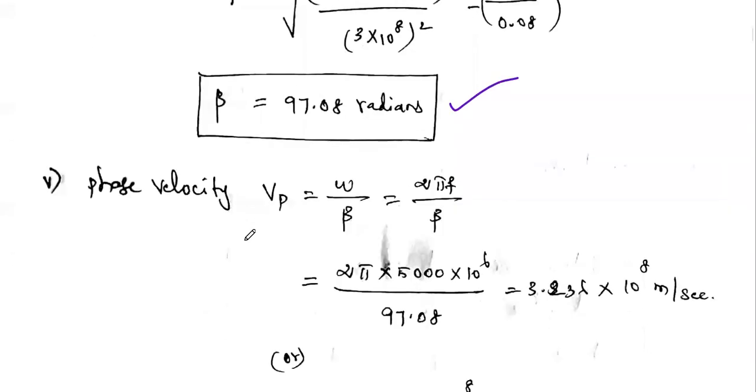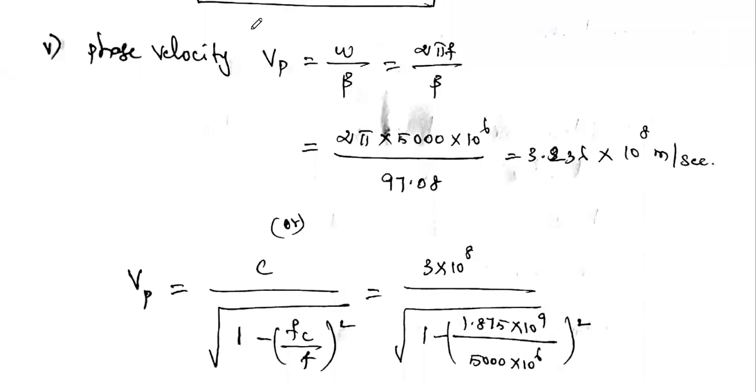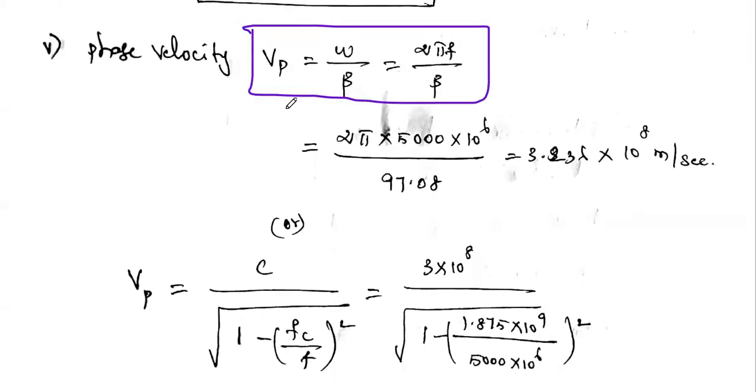Then the next question, phase velocity. So what is the phase velocity? The phase velocity is nothing but omega by beta. So you may use two formulas. This is one of the formulas. This is one of the formulas. In either formula you can solve and get the same answer.